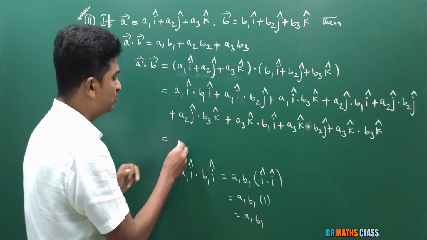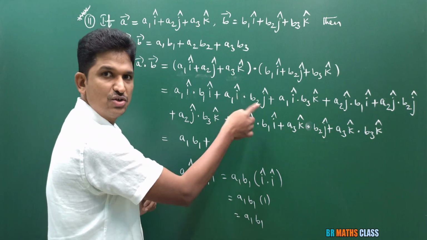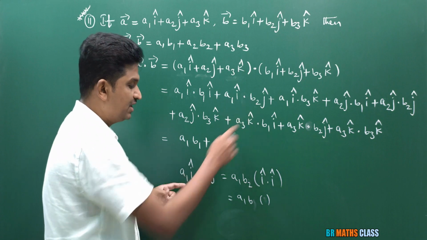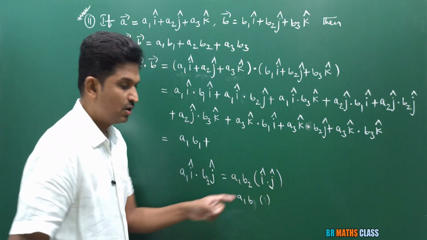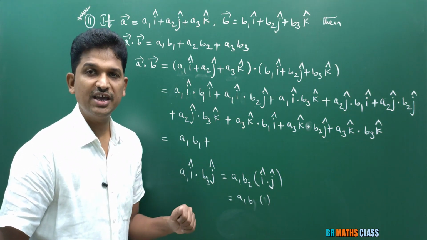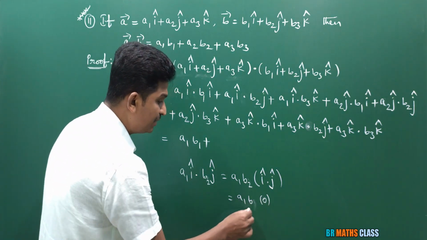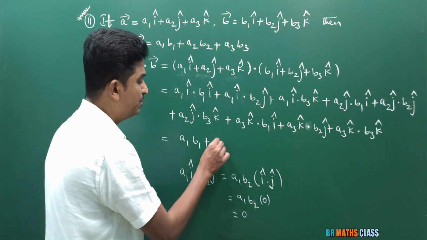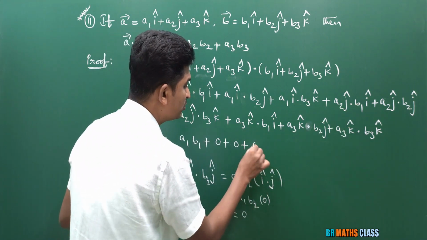So when I simplify this, I will get A1 B1 plus. If we simplify these two, what happens? See here, A1 i cap dot B2 j cap. I am simplifying this term. What will you get? A1 B2 into i cap dot j cap. What is i cap dot j cap? In earlier classes we learned that i cap dot j cap is 0 because i cap and j cap are perpendicular. So this is 0. A1 B2 into 0 is 0 only. So the second term will become 0. With a similar explanation, this third term also will become 0. Fourth term also will become 0.